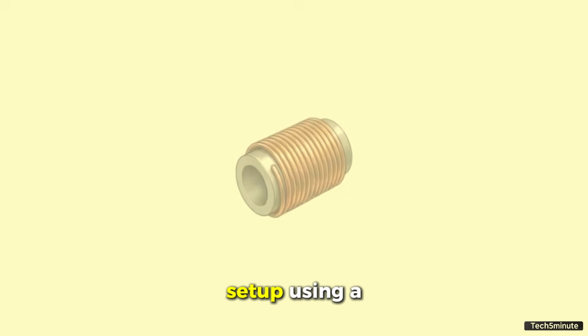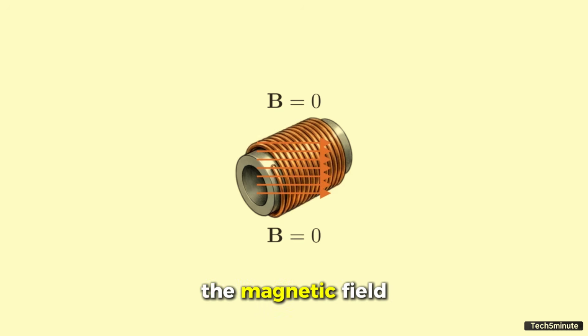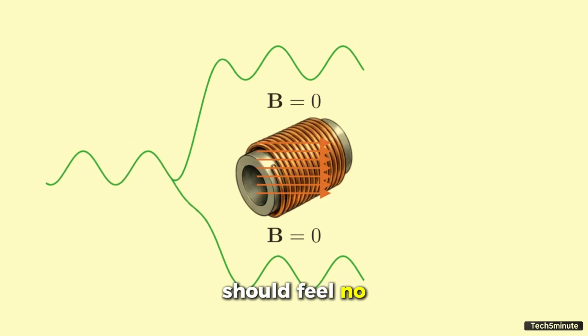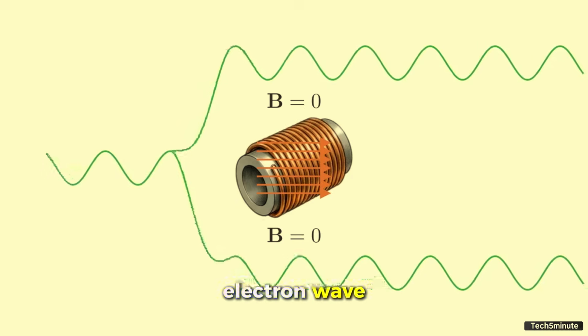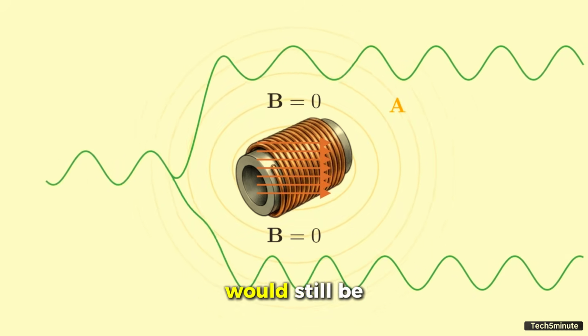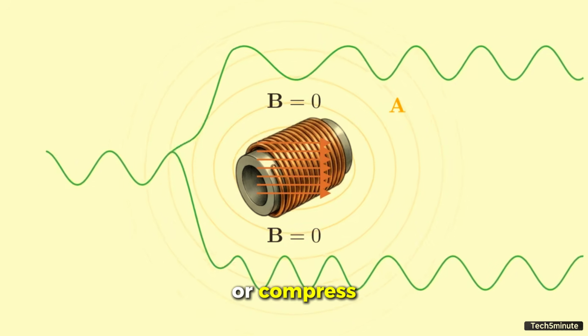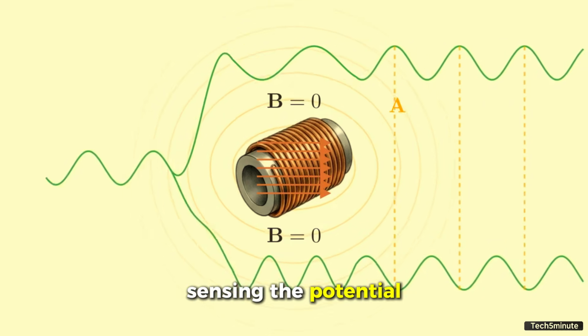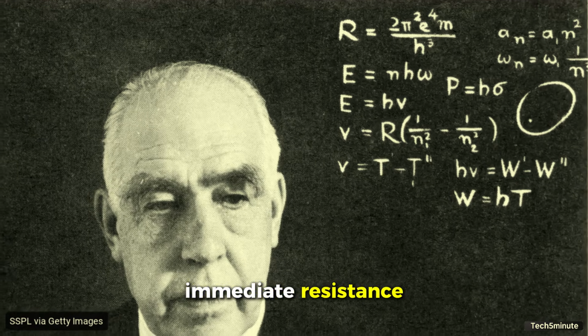They proposed a setup using a solenoid, a tightly coiled wire that traps a magnetic field inside its core. If the coil is perfectly shielded, the magnetic field outside is zero, creating a void where an electron should feel no force. Bohm and Aharonov predicted that an electron wave passing through this field-free void would still be altered. The particle's wave function would stretch or compress because it was sensing the potential, despite the lack of a magnetic field. The idea faced immediate resistance.